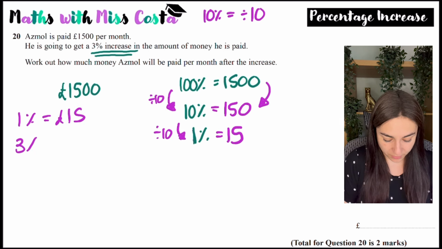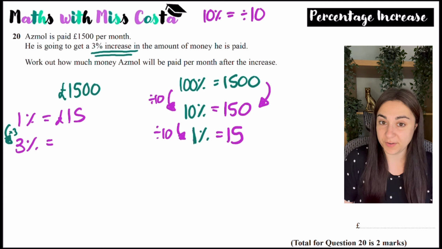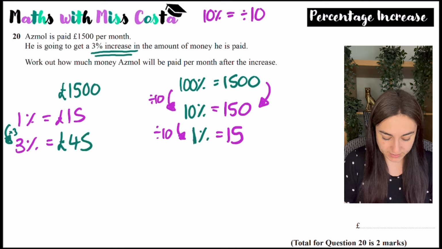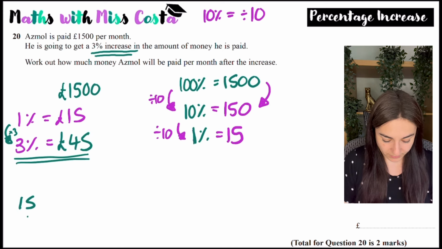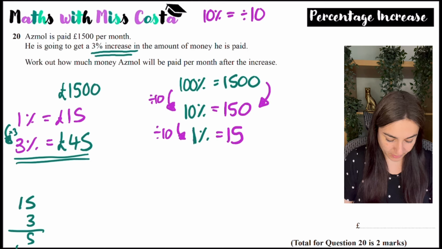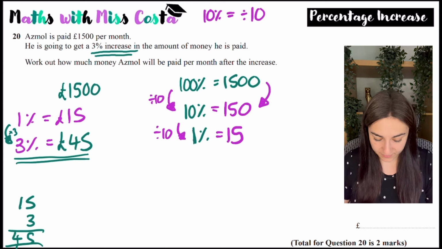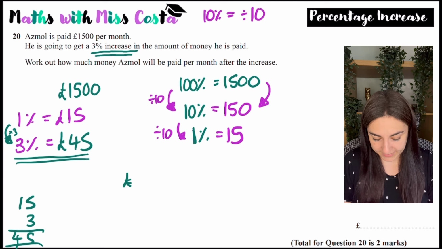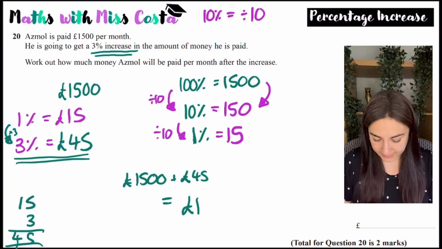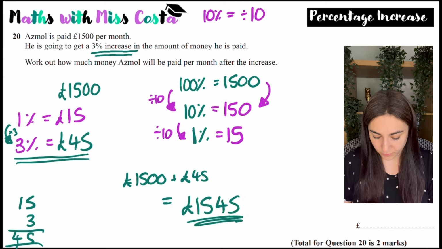I need to work out what 3% is. So what do I want to multiply 1 by to get to 3? I times by 3, and 15 times by 3 is 45. Or you could have done it like this: 3 times 5 is 15, 3 times 1 is 3, plus the 1 is 4. So 3% I know is 45. His original salary was 1,500. He now gets £45 more, so that would be £1,545.